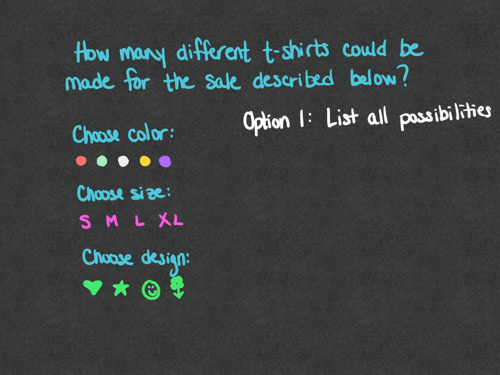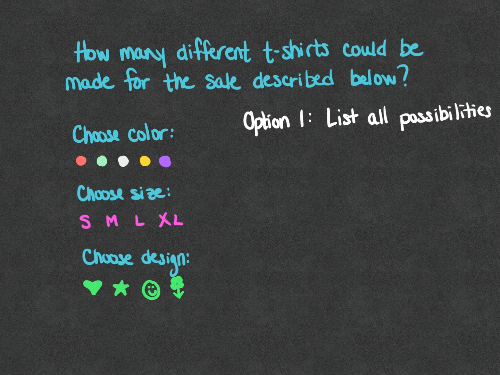If we take that same kind of advertisement that was there on the initial screen, there was an advertisement for create a t-shirt for $5. And there were 5 colors, 4 sizes, and 4 designs that were listed. So how is it that we could determine the number of different t-shirts that could be made?